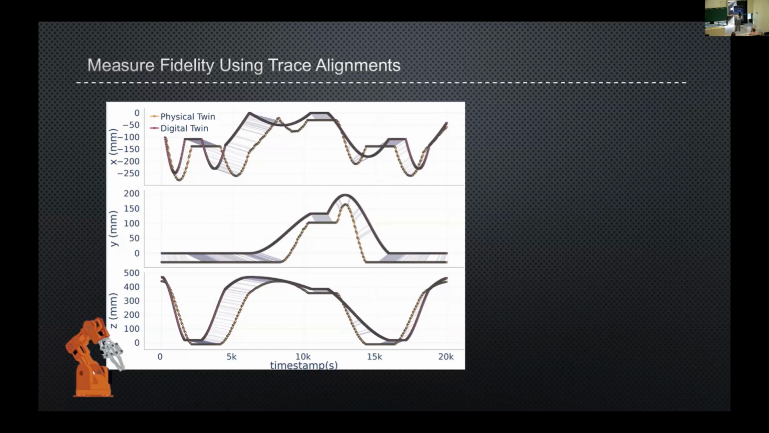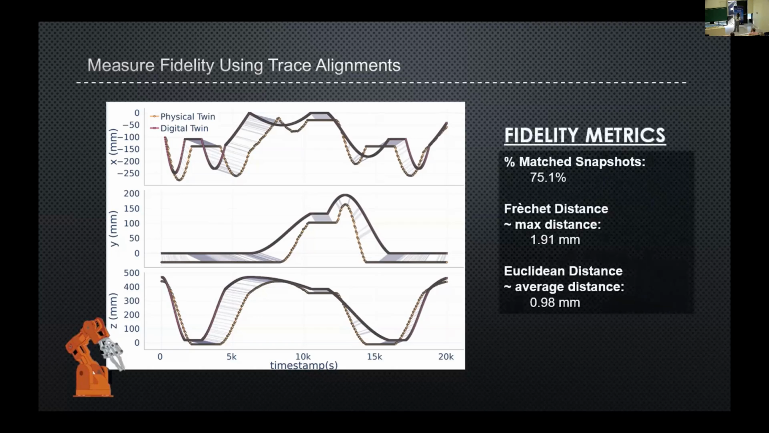But we would need to check every alignment to see these characteristics. How can we do this generally and compare different alignments? We have 3 fidelity metrics. The first is the percentage of matched snapshots, which is the number of snapshots that are aligned. Then we have the Fréchet distance, which is the maximum distance between trajectories, and then we have the Euclidean distance, which is the average distance between matched snapshots. And with these values, we will be able to compare different alignments.